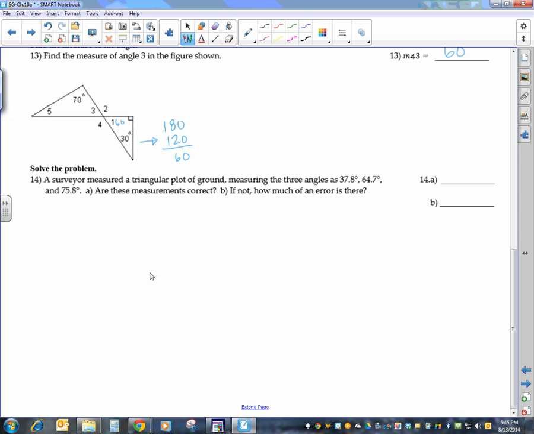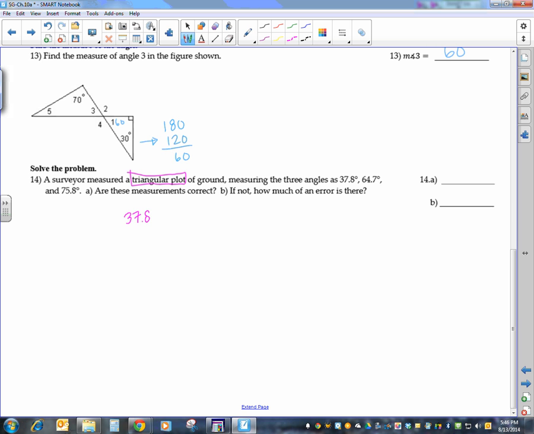Okay, number 14. A surveyor measured a triangular plot of ground, measuring three angles at 37.8 degrees, 64.7 degrees, and 75.8 degrees. Are these measurements correct? If not, how much of an error is there? Well, this problem says it's a triangular plot, and we know that all the angles of a triangle have to add up to 180.